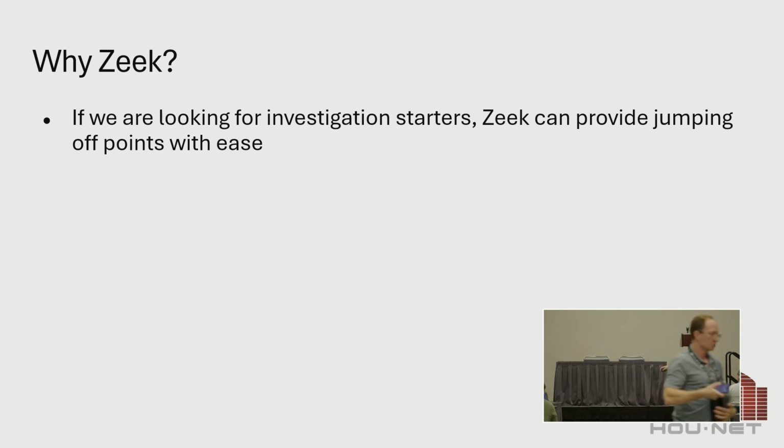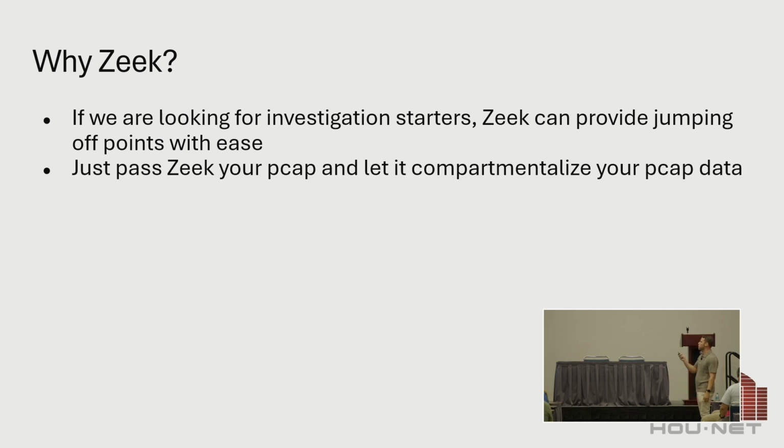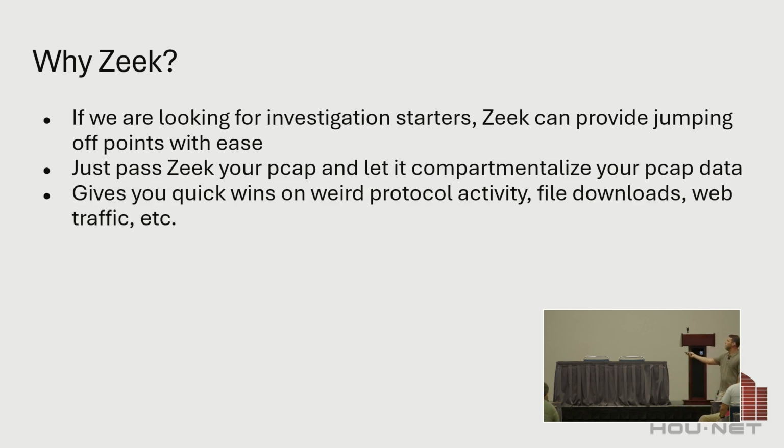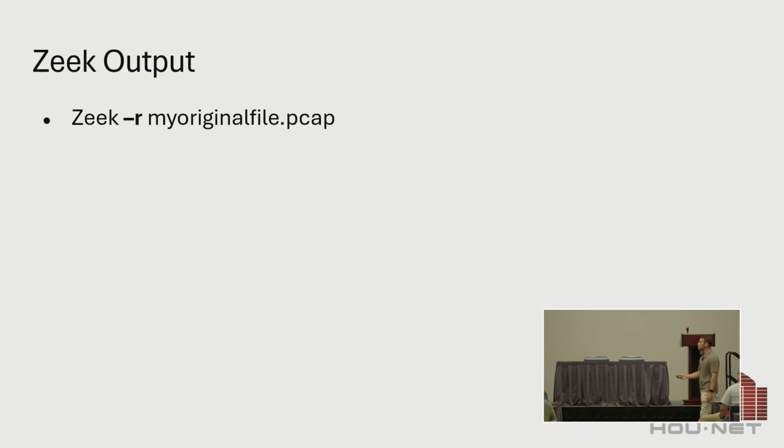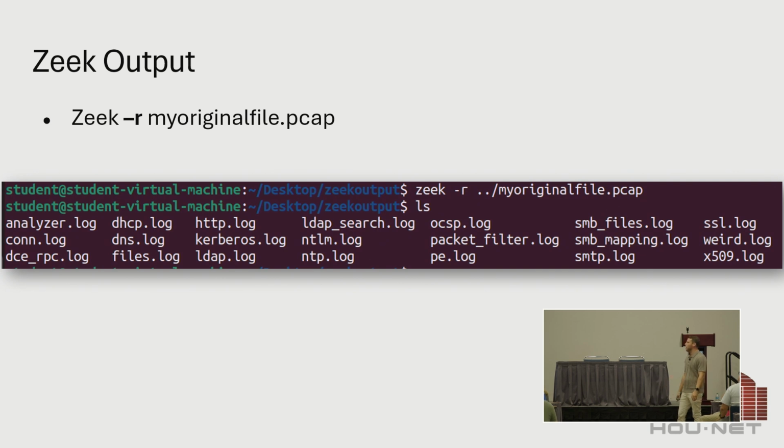But why not have a local instance of Zeek on your analysis machine, right? Why not just have it running there, and then you can pass it your PCAP locally, look at the log files, and investigate it that way. So just like I mentioned, compartmentalize your data, and it gives you quick wins on weird activity, file downloads, web traffic, and there's a whole slew of output files, and the various structures of those output files are available in Zeek's documentation, but very useful tool. So let's walk through how we could actually use this, right? So all we do is zeek -r my PCAP. That's it. And now I have 16 or so log files that are my Zeek log files that I can start to carve through.